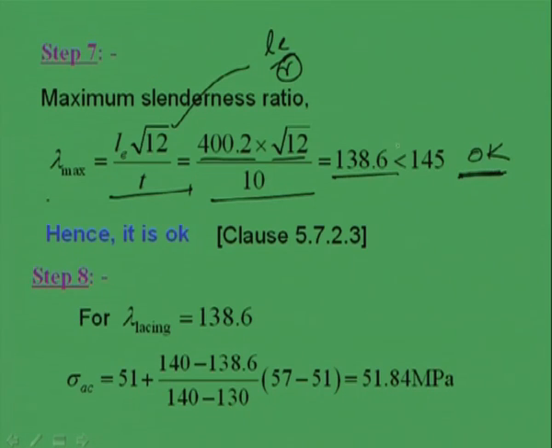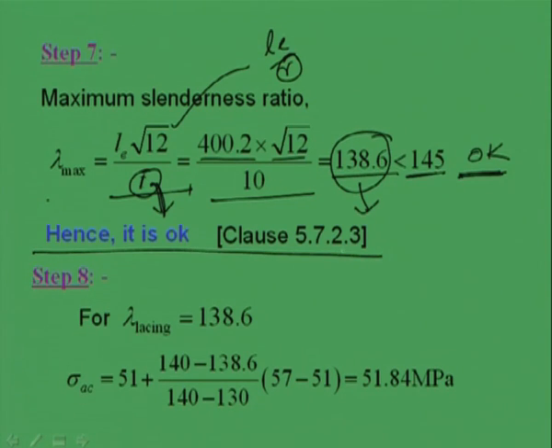Now, if this lambda max is becoming more than 145, what we have to do? The only possibility is to change the thickness T, because if we change the width there will be no meaning, as that would not decrease it. So, to decrease this we have to increase the thickness. If lambda max is coming more than 145, then we have to increase the thickness so that it becomes less than 145. In this way we have to adjust. So, as per the codal provision in clause 5.7.2.3, we have to see whether lambda max is becoming less than 145 or not.